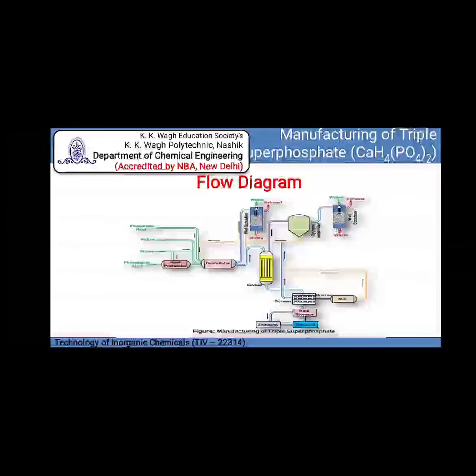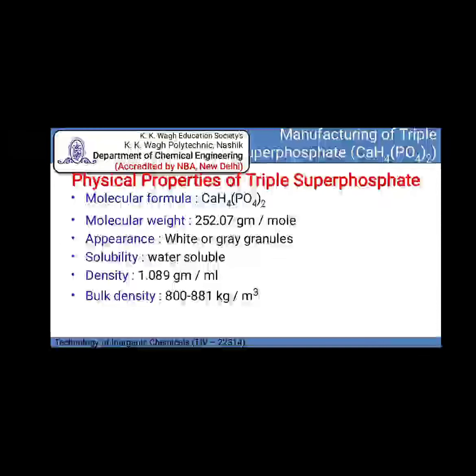The physical properties of triple superphosphate: its molecular formula is CaH4(PO4)2. Its molecular weight is 252.07 gram per mole. It's a white or gray granules soluble in water. Density of triple superphosphate is 1.089 gram per ml and its bulk density is 800 to 881 kg per meter cube.